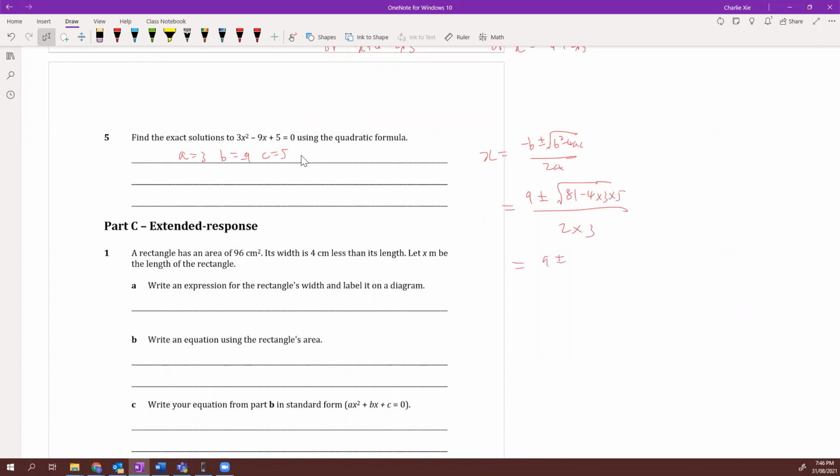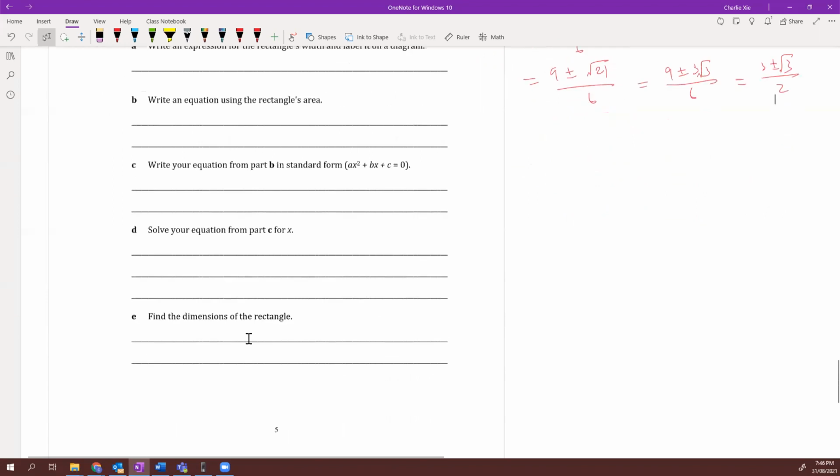So 9 plus or minus square root of 81, take away 4 times 3 is 12, 12 times 5, 60, over 2 times 3, 6. 9 plus or minus 81 minus 60, 21. Square root of 21. 21, that's 3 times 7. Okay, write down first: 9 plus or minus square root of 21 over 6. And this could be simplified further. 21 is 3 times 7, and 9 is 3 times 3. So it's 3 plus or minus root 3 over 6. Divide by 3: 3 plus or minus root 3 over 2.